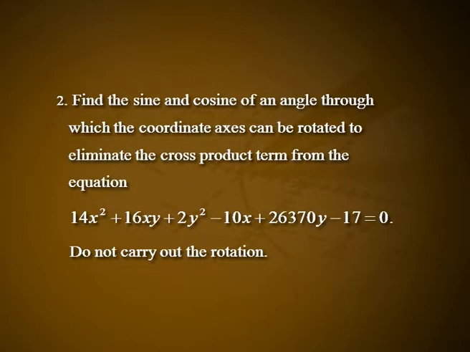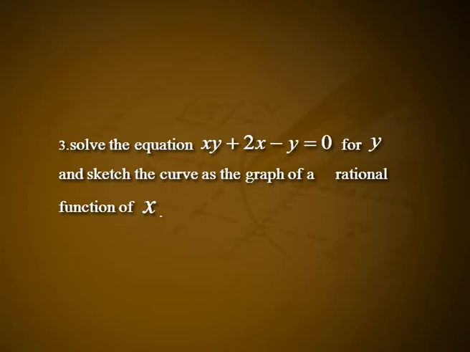Find the sine and cosine of an angle through which the coordinate axis can be rotated to eliminate the cross product term from the equation 14x square plus 16xy plus 2y square minus 10x plus 26,370y minus 17 is equal to 0. Do not carry out the rotation. Solve the equation xy plus 2x minus y is equal to 0 for y and sketch the curve as the graph of a rotation function of x.